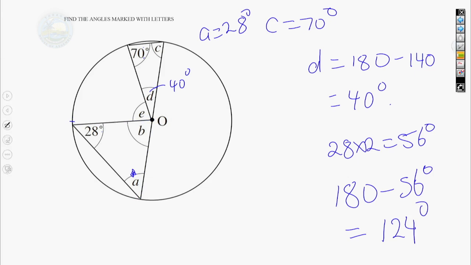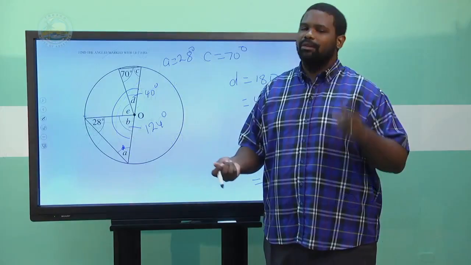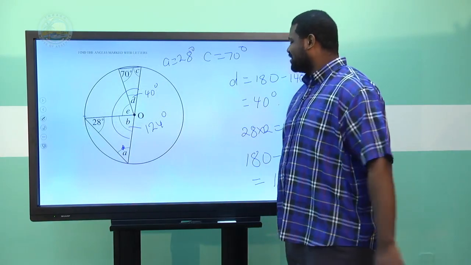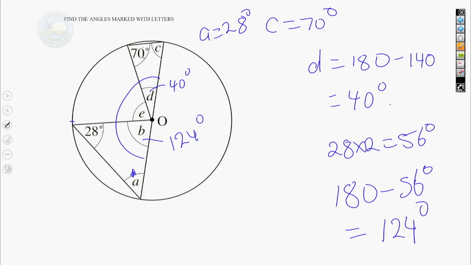So we found A to be 40. We found B to be 124 degrees. Now we've already found C and we've already found A. What about E? There doesn't seem to be any chord relating this or any triangle that we know of. But if we notice, that's a straight angle, which means that when we add up those three angles, we should get 180 degrees.